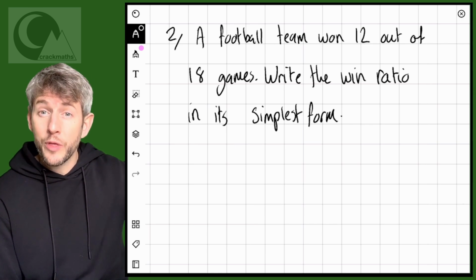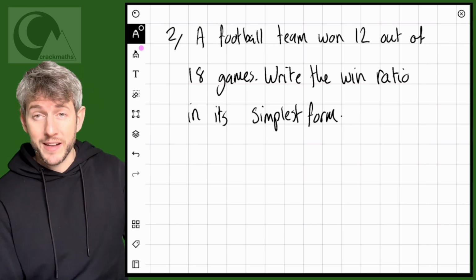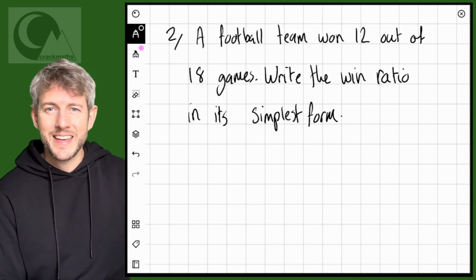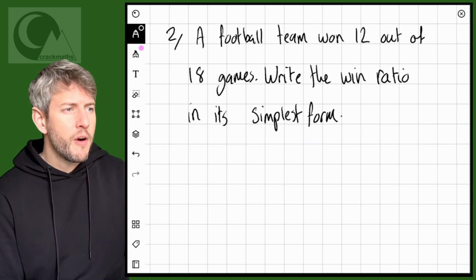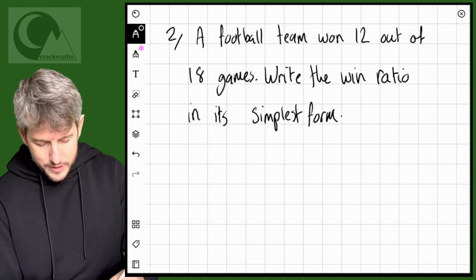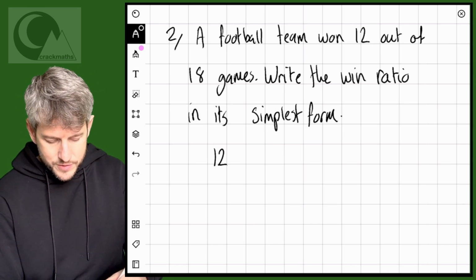And this is a skill that I've got another video on if you need to practice, so don't worry if you don't quite pick it up here. But let's go through it and see how that works out. So if I've got 12 out of 18 games, I can write that down here. So we've got here 12 out of 18.